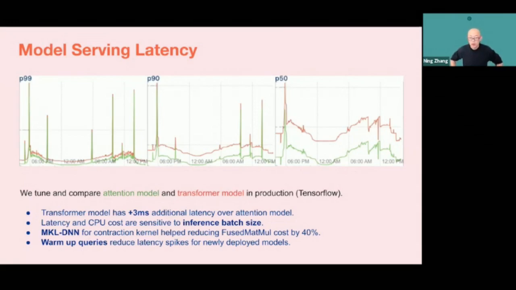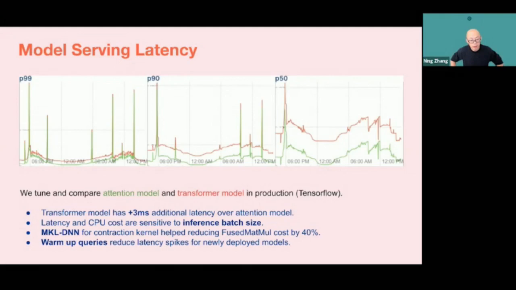The third one is also related to a TensorFlow characteristic: the first queries to TensorFlow are very slow because of graph optimization such as Grappler. If we deploy a new model, we usually see that for the first couple of minutes, the latency for all the queries can shoot up to a couple of seconds. That's not acceptable for online serving.